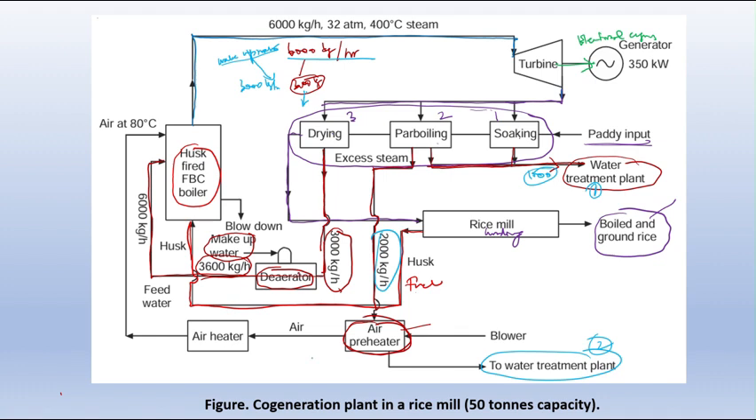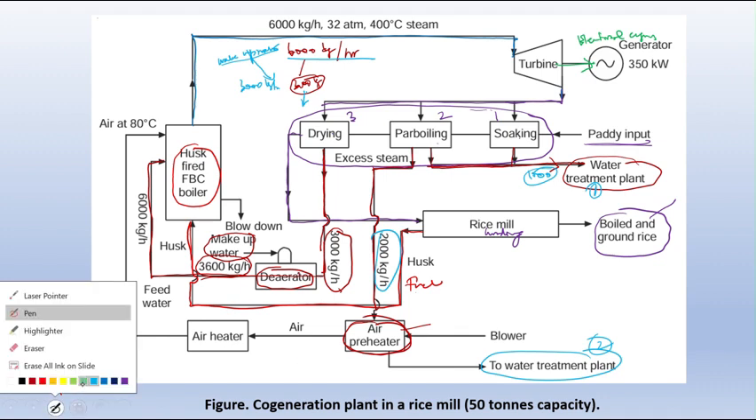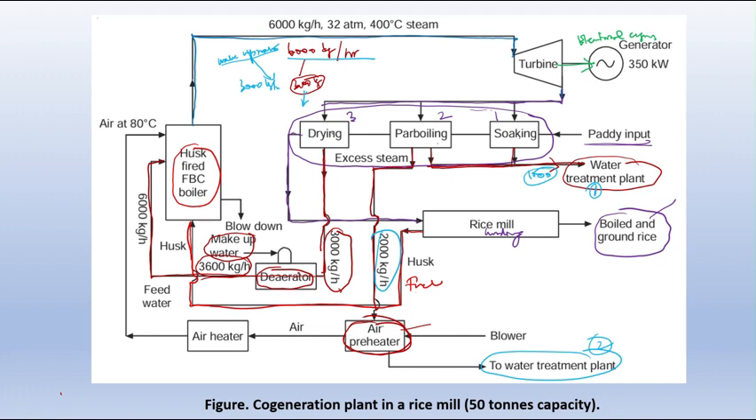In the air preheater, air is initially heated by the waste steam and then it moves to another air heater. Then again it is fed into the boiler at a temperature of 80 degrees Celsius. If it is taken from the atmosphere, the air temperature is, say, 30 degrees Celsius. The 30 degrees Celsius air is converted to 80 degrees Celsius with the help of a waste heat recovery device called the air preheater. These are the overall view of the cogeneration plant in a rice mill.